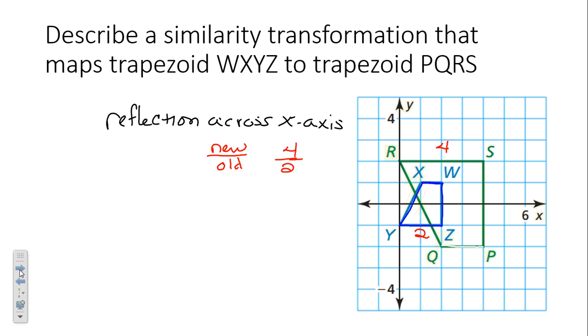2. 2 over 1. We've enlarged it by a scale factor of k equals 2. Or we can map it as xy is going to 2x, comma, 2y.